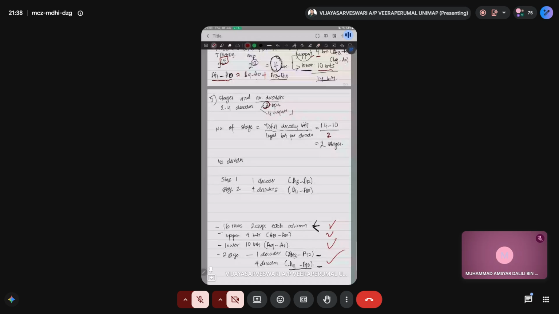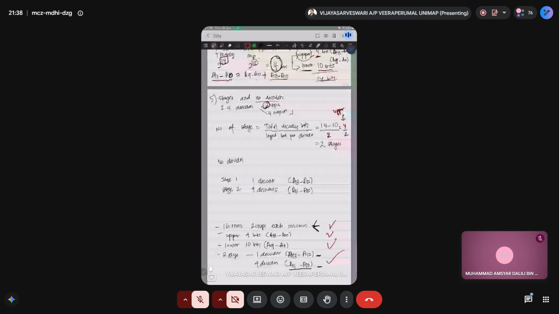I put 14 minus 10 here. 14 minus 10. You will still get 4/2, which is your upper bit. This is your upper bit. Upper bit 4 divided by 2. So you will get 2 stages.